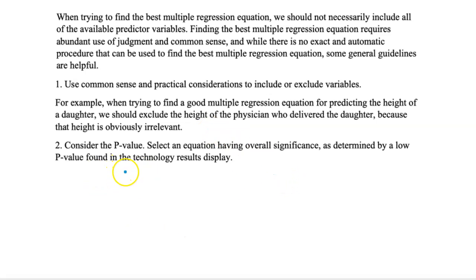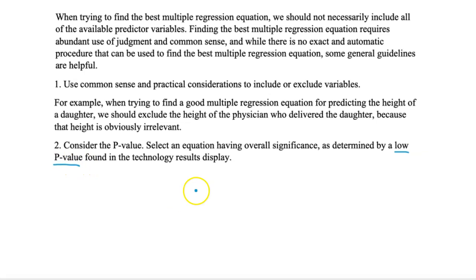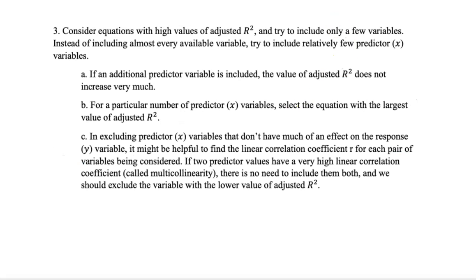Next, we want to look at the p-value. For an equation of overall significance, we need a low p-value, as we just talked about on the last slide. Next, we want to look for high values of adjusted r-squared. So we're always going to use the adjusted, remembering that this would be a higher rate of explained variation. Our r-squared is the percentage of explained variation.